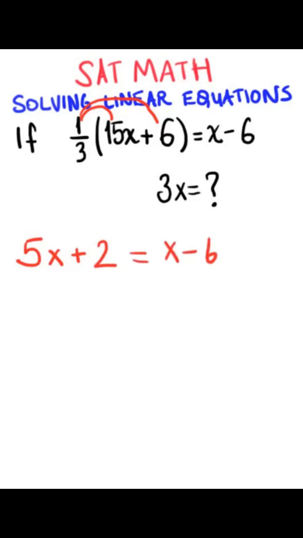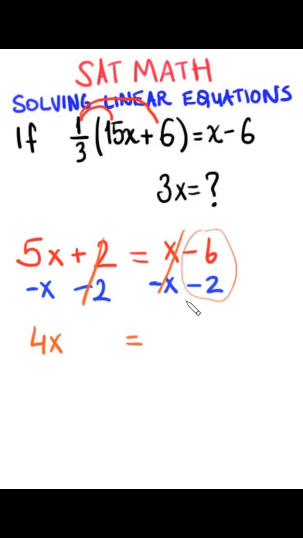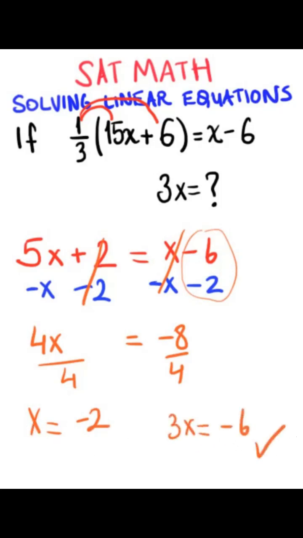So now let's subtract 2 from both sides, and also let's subtract x from both sides. So what we are going to get here is 5x minus x is 4x. These two will be cancelled out, and then these two also cancelled out. So 4x equals negative 6 minus 2 is negative 8. If 4x equals negative 8, then we divide both sides by 4. Then we get x equals negative 2. So the question is 3x. We multiply both sides by 3, so we get 3x equals negative 6.